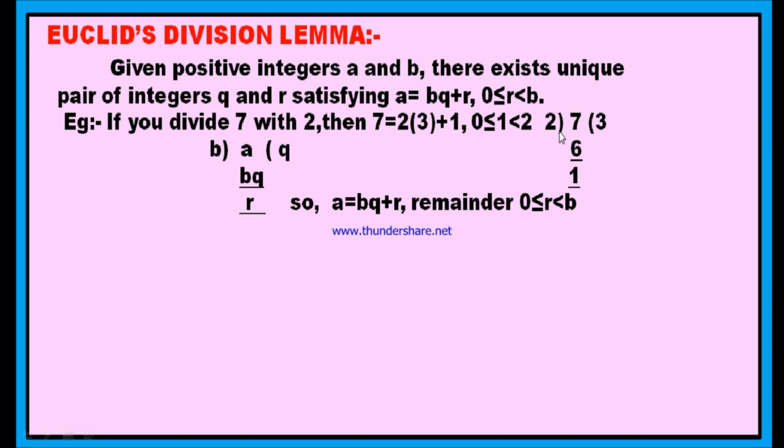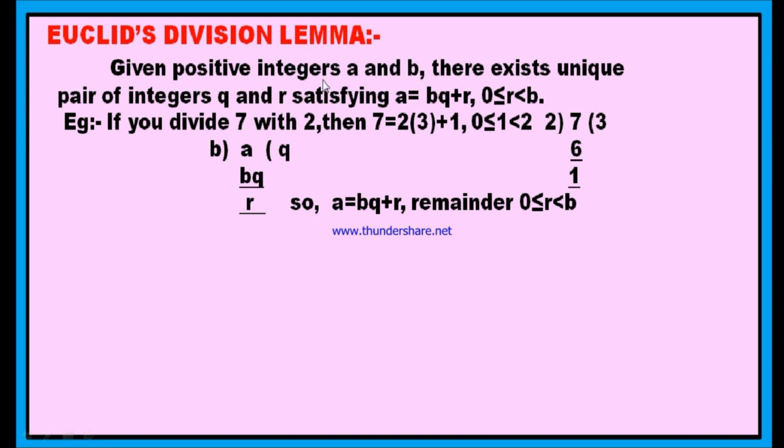Similarly, if we divide a number with 3, the remainder should be either 0, 1 or 2. Since we are dividing 7 with 2, 7 is equal to 2 times 3 plus 1, and this 1, the remainder, should be greater than or equal to 0 but less than the divisor 2. This is the Euclid's division lemma.